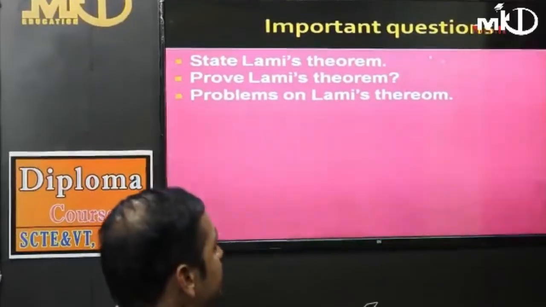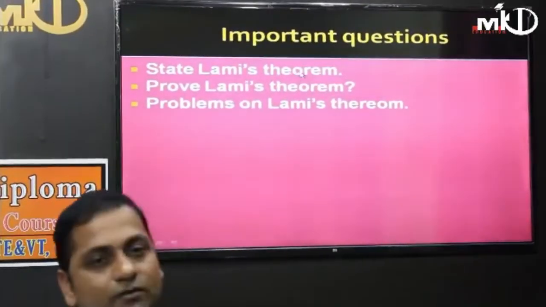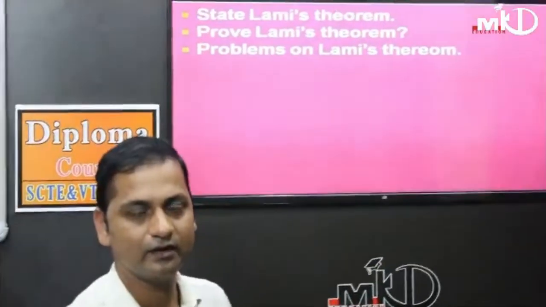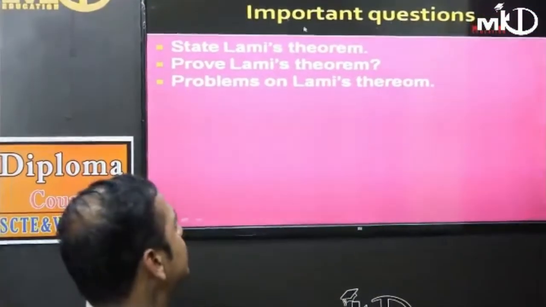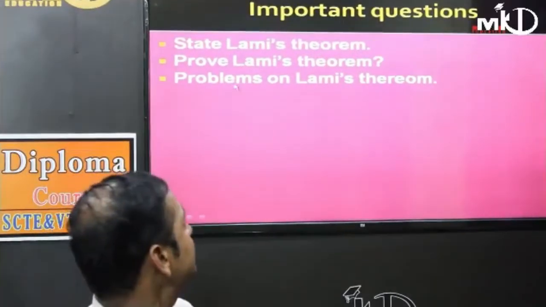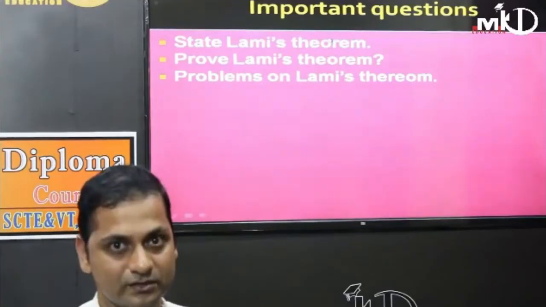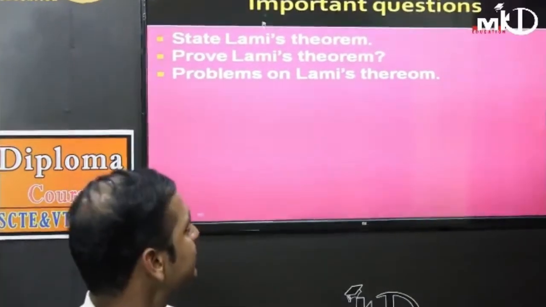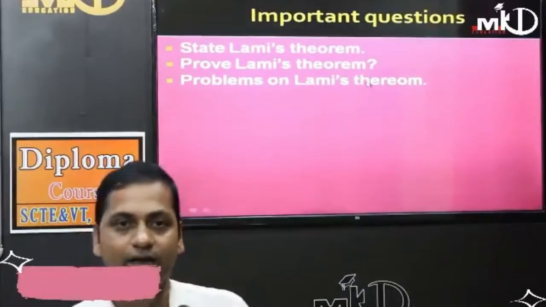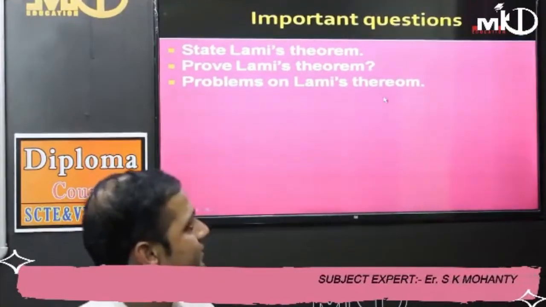Then see what questions are normally asked. The first question is state Lami's theorem. Means you have to write down the statement only. अगर 2 mark का question होगा, then you have to write only the statement and nothing else. And prove Lami's theorem is normally asked as a 5 mark question. Means you have to write the statement, then derive it the way I have derived here. Then the third one is problems on Lami's theorem.